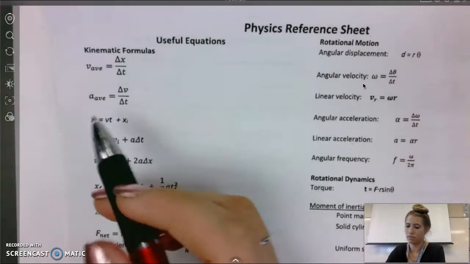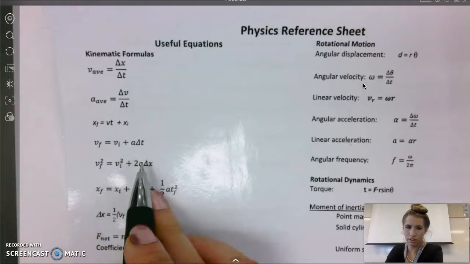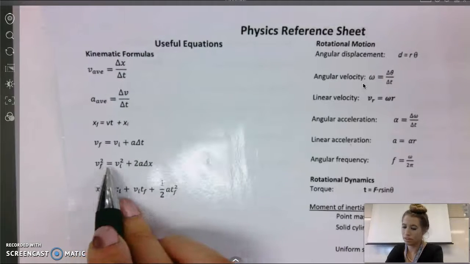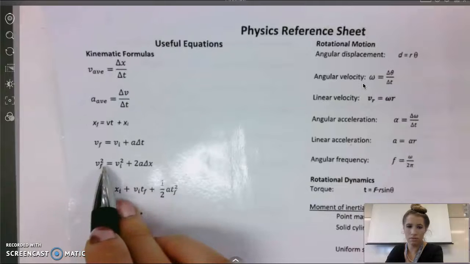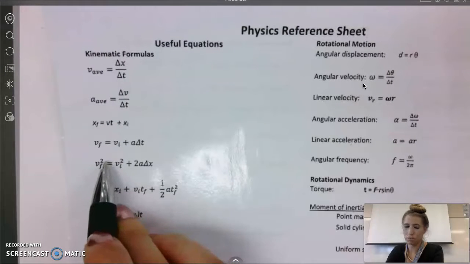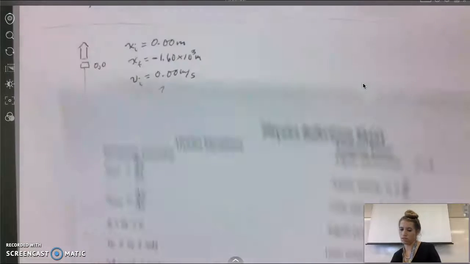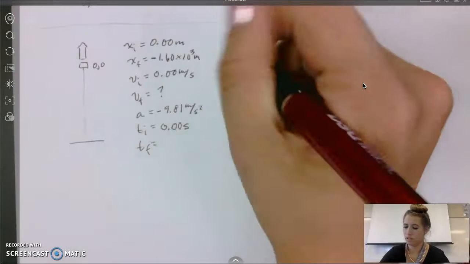Let's see if we have something there. Okay, that one has time final. This one does not, so we could use that one. That one has time final, and that one has time final. So our only option here for our kinematic formulas is this one. Okay, so I'm going to write that down.